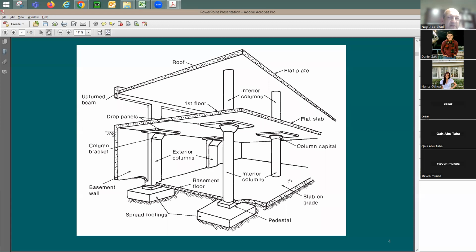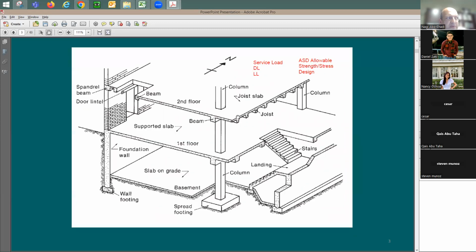Same thing, here's the footing. So this footing sometimes supports gravity load, like dead load and live load. Sometimes it also supports seismic loads, like lateral loads, earthquake forces, and wind forces. They're supposed to transfer it to the soil.